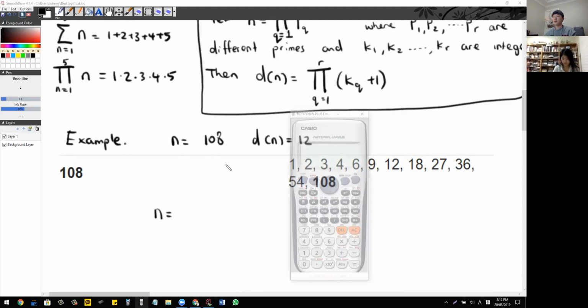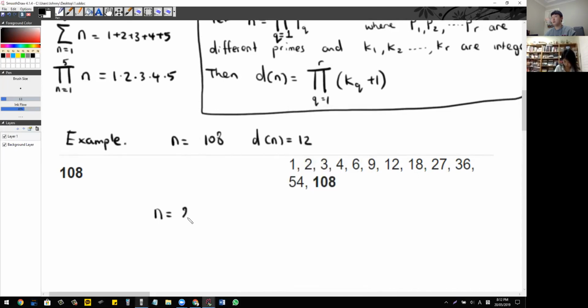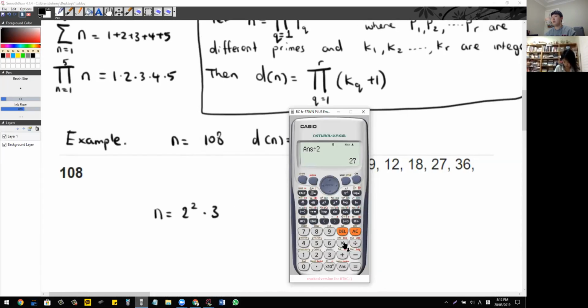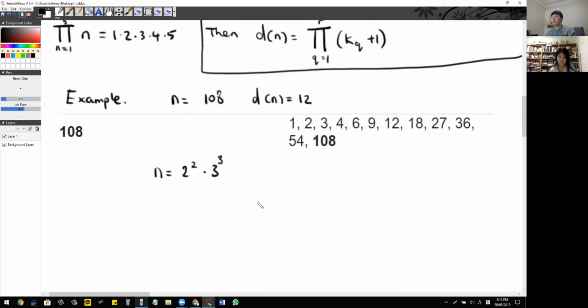So if we do 108 divided by 2, divided by 2, it's 2 to the power of 2. And then divided by 3, divided by 3, divided by 3, 3 times, so 3 to the power of 3. So it's all just in terms of 2 and 3, right? So obviously, this one here is 1, this is 2, this is 3, 2 squared, 2 times 3, 3 squared, 2 squared times 3, etc. These are all the factors.